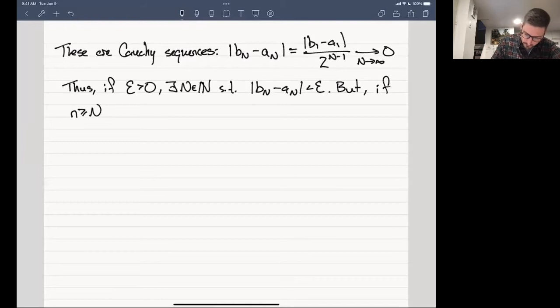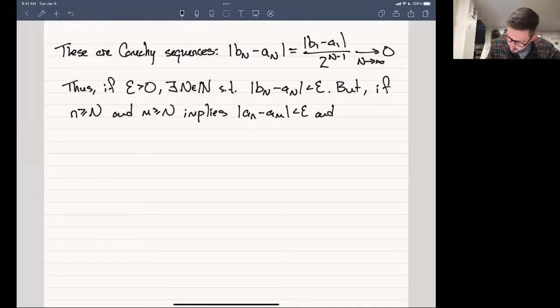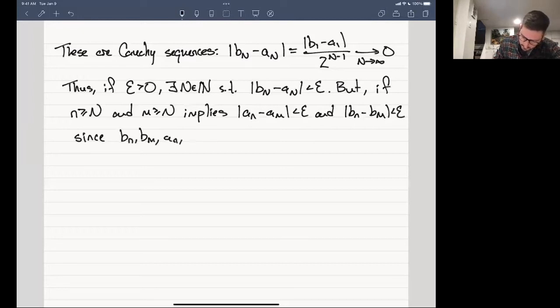If we have 2 points beyond this capital N, this implies that AN minus AM is less than epsilon, and BN minus BM is less than epsilon, since BN, BM, AN, AM are all in the interval A capital N to B capital N. And this just comes from the fact that you are always using points from the previous interval to get the next interval, right? So you're just sort of layering down.